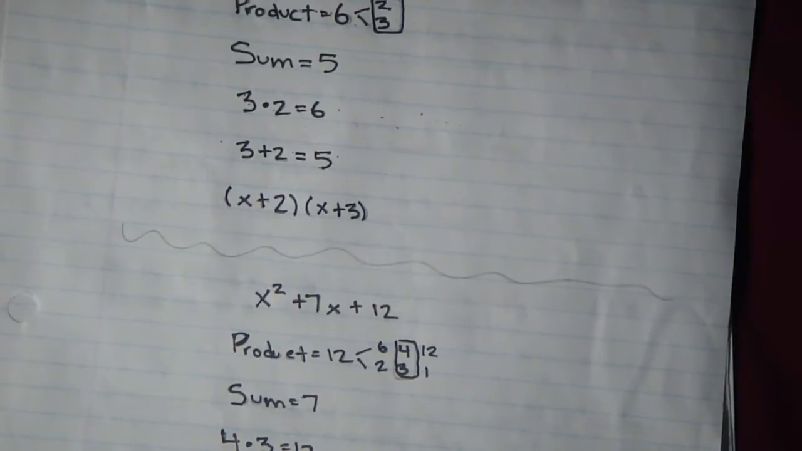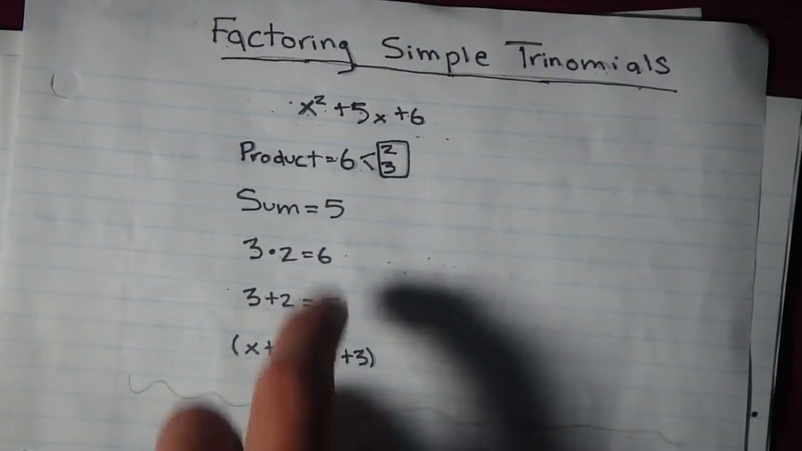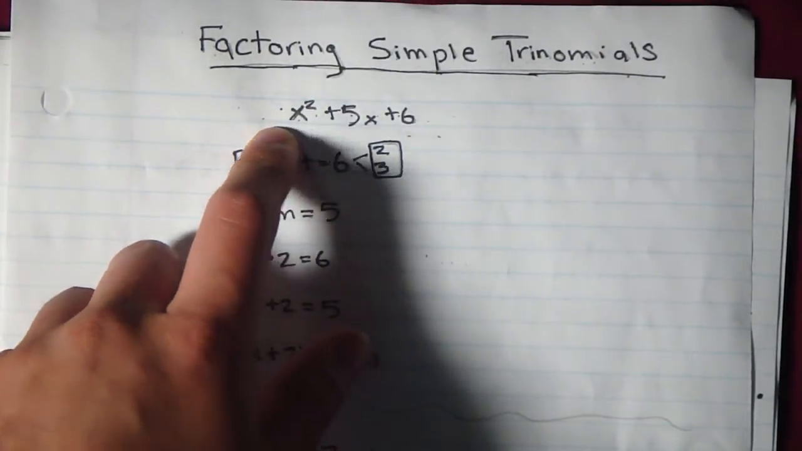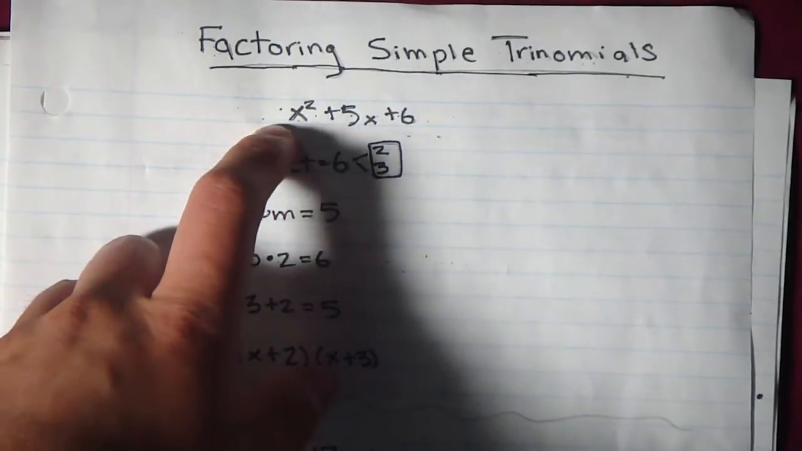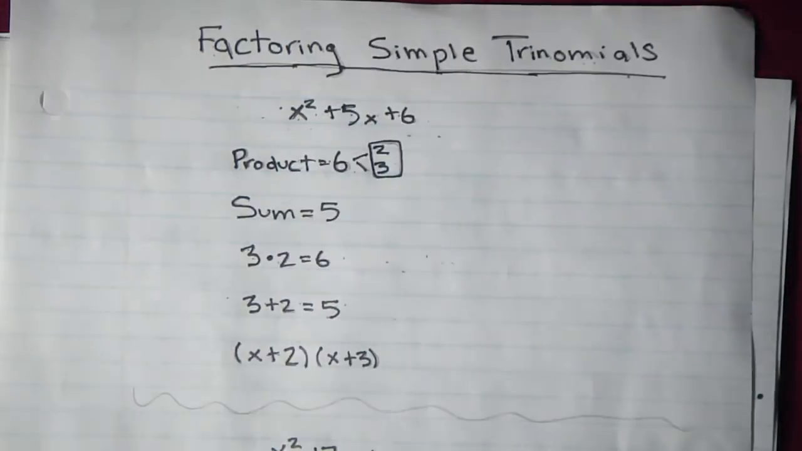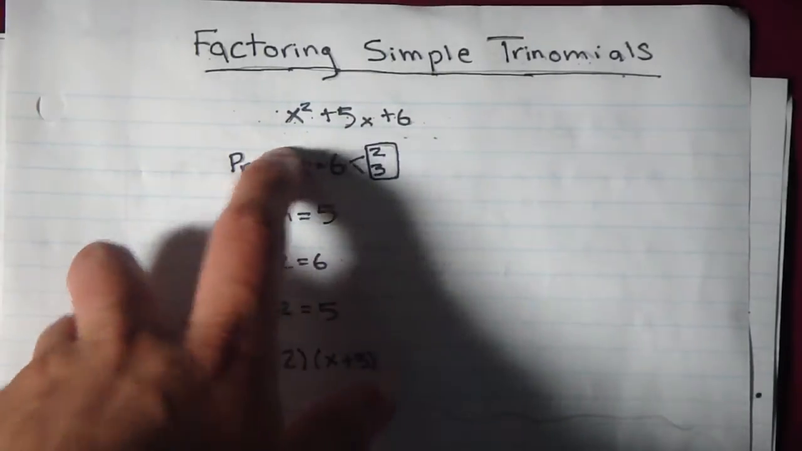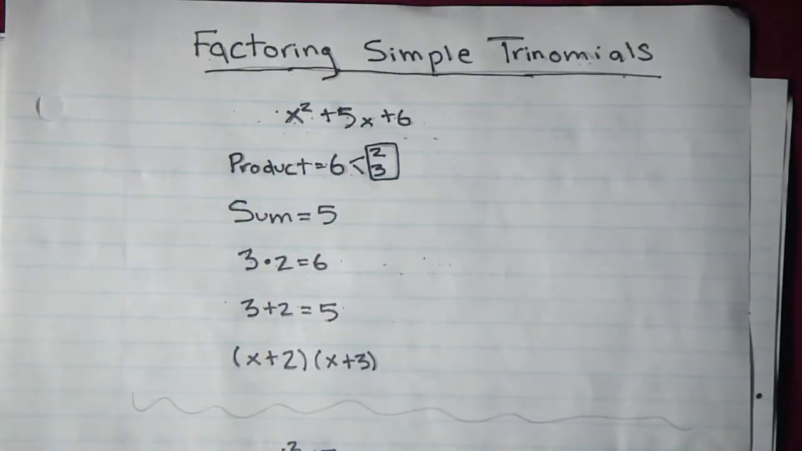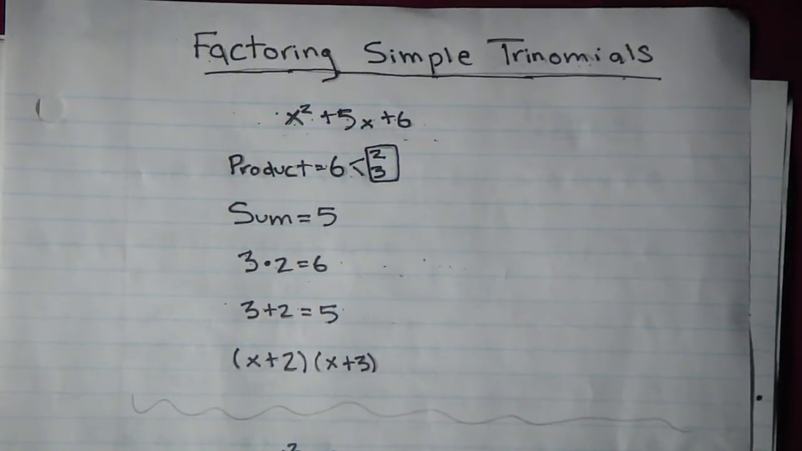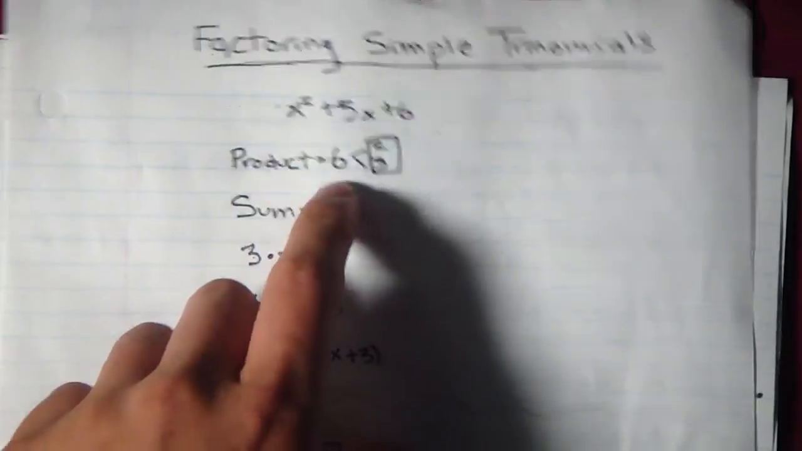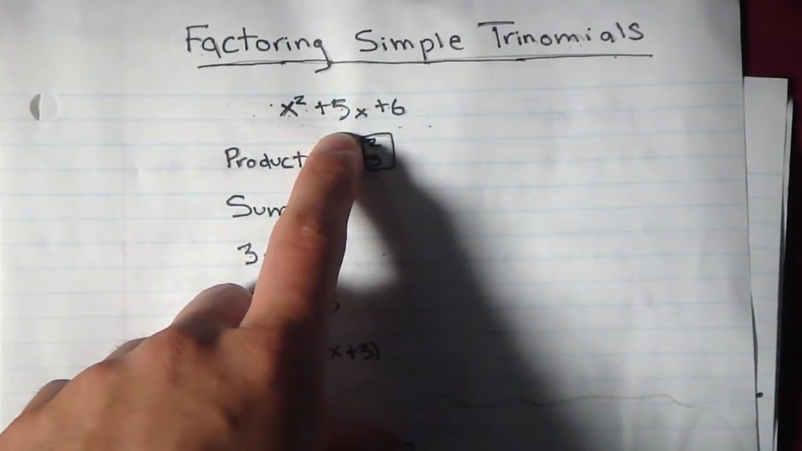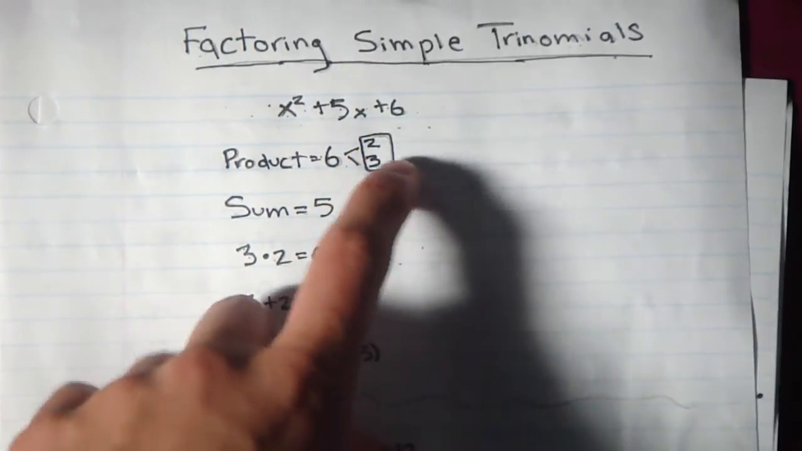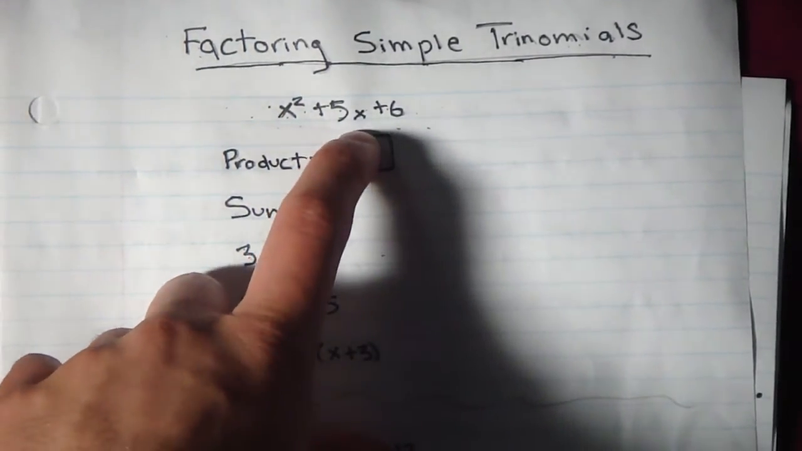Now, factoring simple trinomials. This is a simple trinomial right here. The reason this is simple is because the coefficient here is a 1, an invisible 1. If there's a coefficient greater than 1 here, then it would be a complex trinomial. But right now, it's a simple trinomial. And the method we use to solve simple trinomials is a product and sum method. The product, if you notice in the trinomial here, is the constant term, or the one without a variable or exponent. And the sum is the one that has the variable.